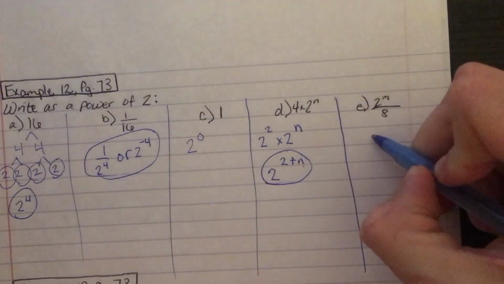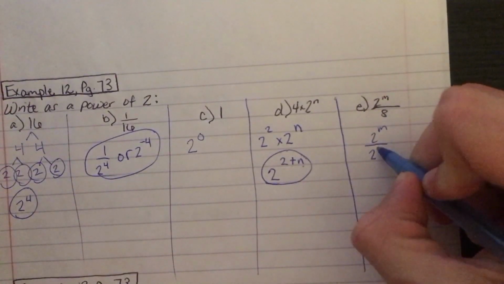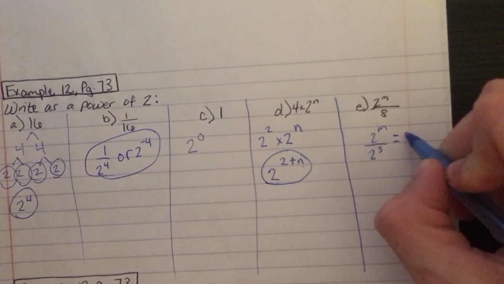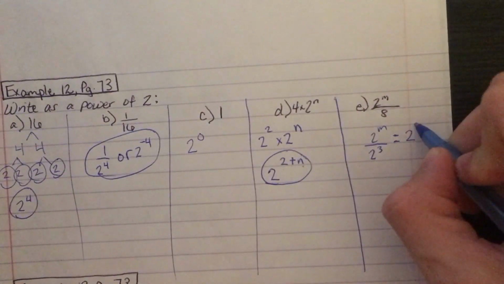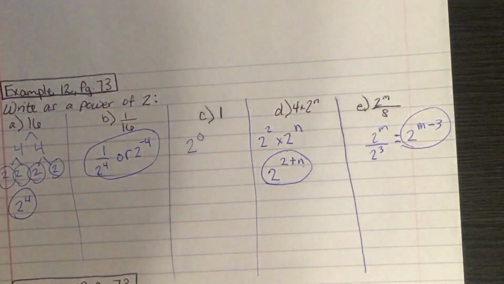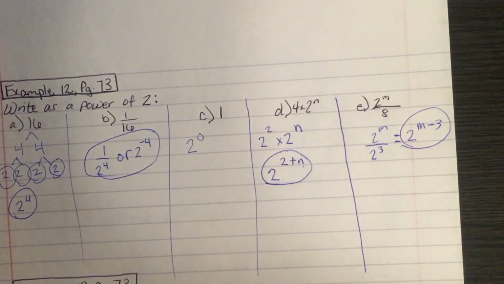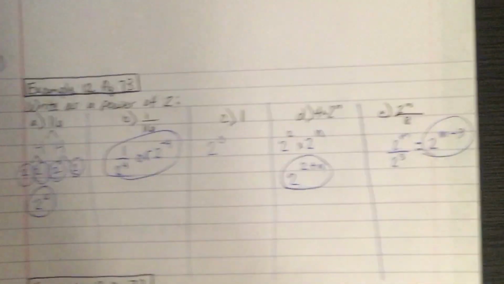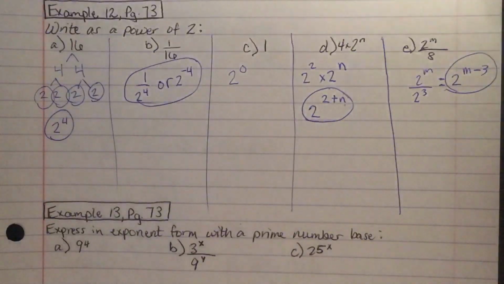So let's see, we've got 2 to the m over, we can express 8 as 2 to the third power. And what we can do from there is we can say, okay, well, since these are dividing each other, we're going to say this is m minus 3. So this is 2 to the m minus third power, or m minus 3 power. So just a little bit of algebra manipulation there. And that's largely what we're doing today. We're working within these exponents to simplify.